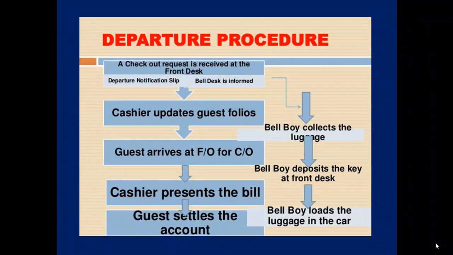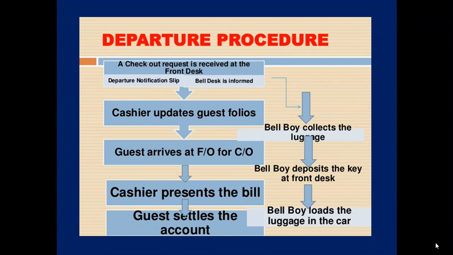Now we will go and see one by one each and every step in detail, what kind of procedure the hotel should follow when they deal with departure. You can see the first point: a checkout request is received at the front desk. When the guest decides to go for checkout, they send the request to the front office department that they are going to depart on a particular date or a particular time. Based on that, the front office department prepares a departure notification slip, and simultaneously it should be informed to the bell desk as well, so that they will also be in a position to go and collect the luggage of the guest.